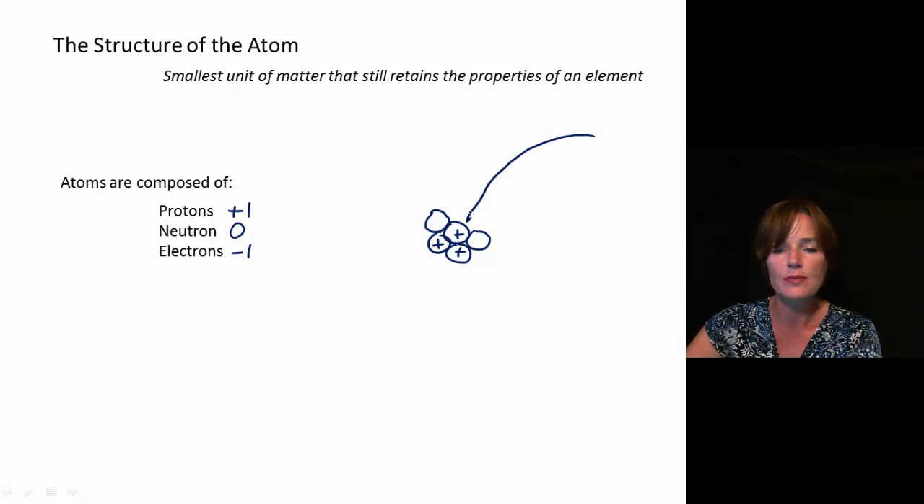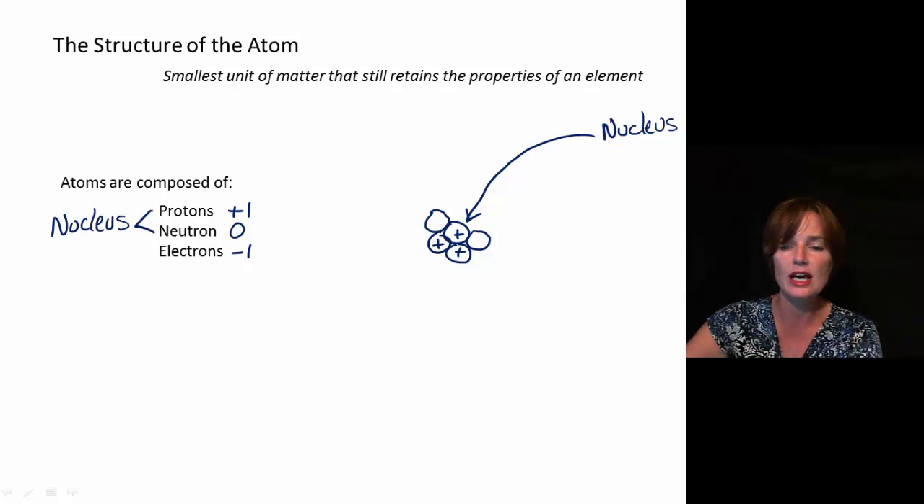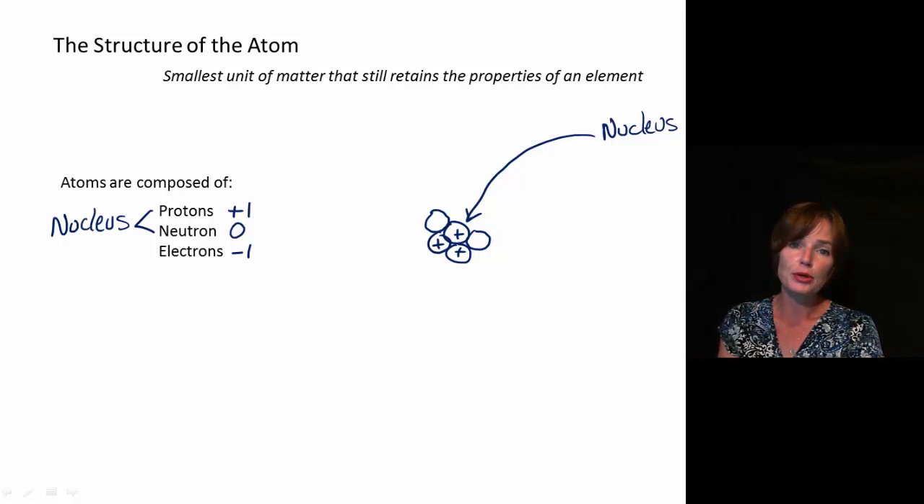Okay, so this is the nucleus. The nucleus is going to contain these 2 right here. So these are found in the nucleus. If we have stuff that's positively charged and we have neutral things in the nucleus, then overall the nucleus is going to have a positive charge to it. That is where you find the bulk of the atom with regards to mass. So in other words, that's kind of the heavy part of the atom if there was anything that was heavy.